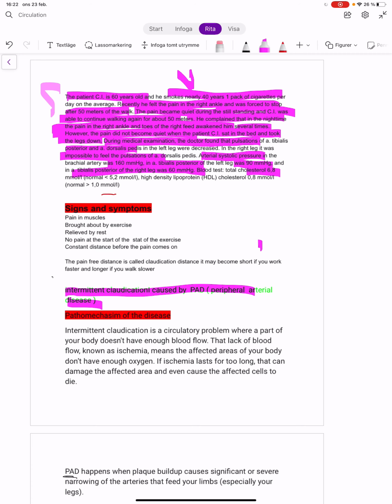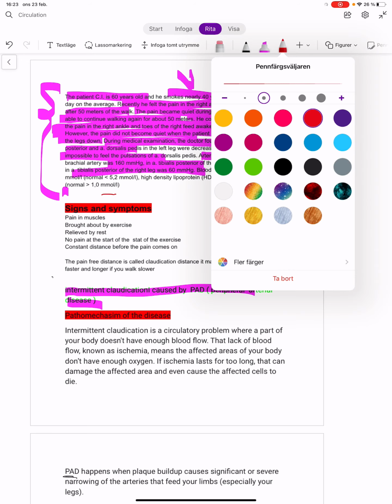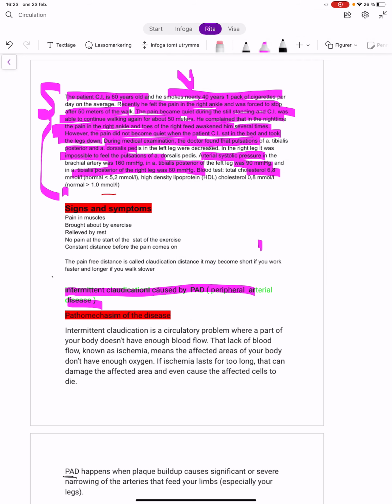Now, in this case, we have to isolate some of the symptoms that are going to qualify our diagnosis. So far, we have concluded that our diagnosis is intermittent claudication caused by PAD, which is peripheral arterial disease, and one of the signs and symptoms of this condition is pain in muscles. The pain is usually brought about by exercise, in this case walking, and it is relieved by rest, in this case while he was standing, and there is no pain at the start of the exercise.